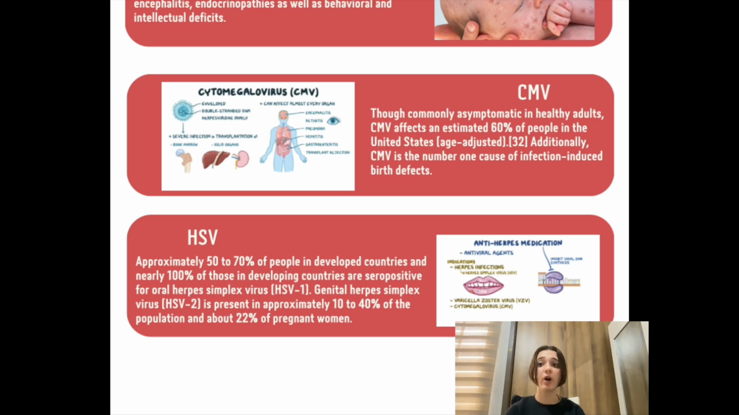Herpes simplex virus, or HSV, prevalence: HSV1 is prevalent in 50 to 70% of people in developed countries and nearly 100% in developing countries. Genital HSV2 affects 10 to 40% of the population, with 22% of pregnant women infected. Neonatal HSV is ultra rare, but neonatal herpes can be severe, causing viral sepsis, organ failure, encephalitis, vesicular rash, seizures, bulging fontanelle, and death.